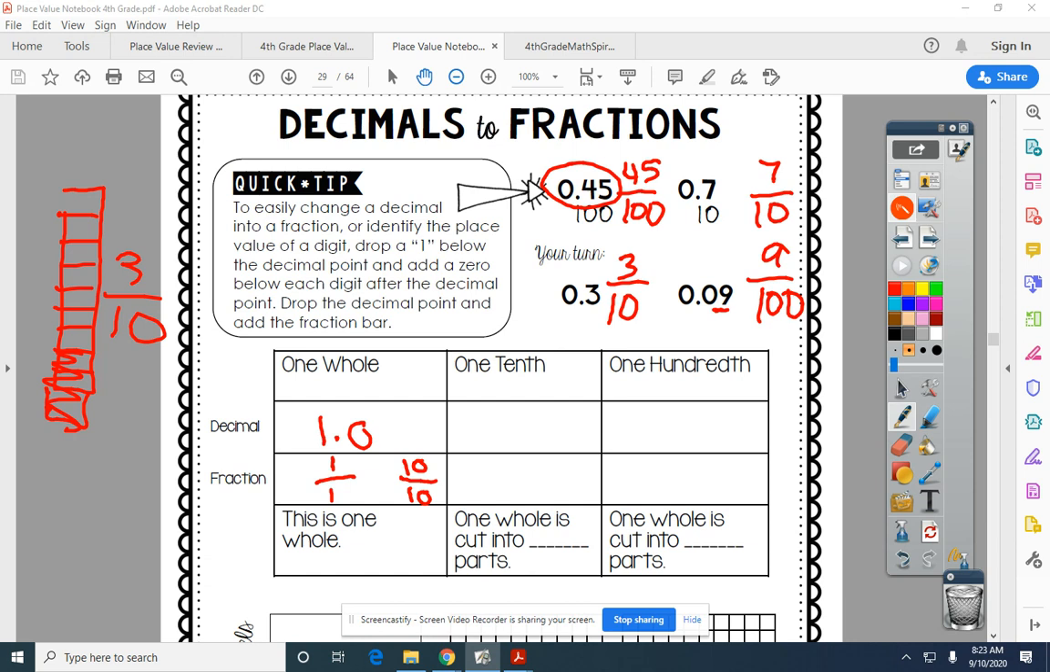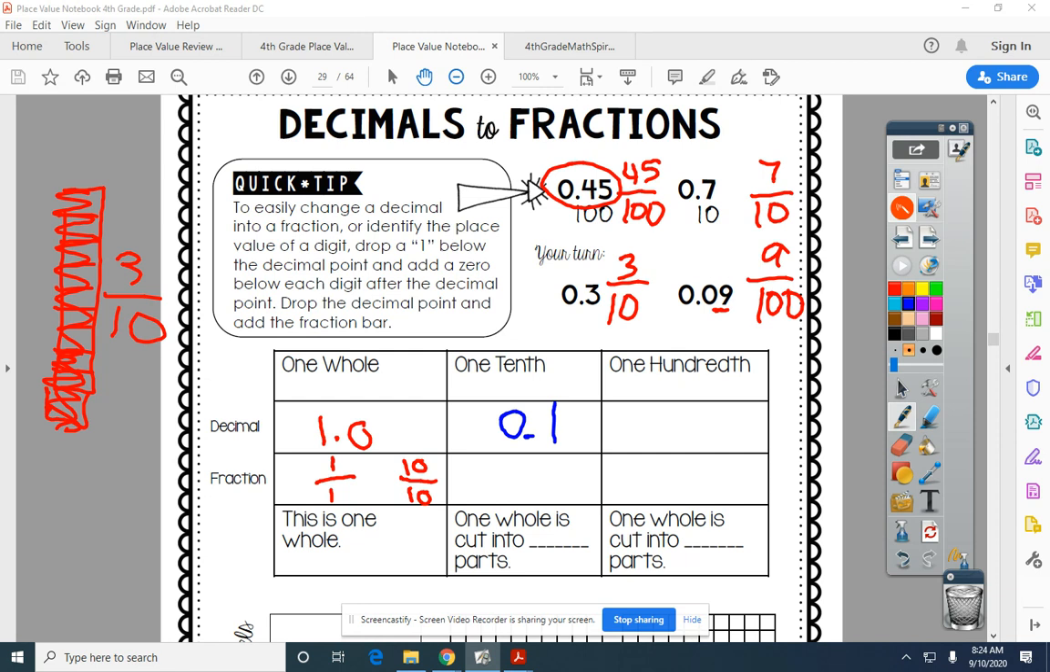If I had a 10 block and all of the 10 things were shaded, well that would be 10 out of 10. That's the same thing as one whole, right? Would 100 over 100 be one whole too? Yeah. So if I have 100 pieces and all 100 pieces are shaded, that's one whole. Okay? What does 1/10 look like as a decimal, Trip? 0.1, or 0.10, yeah?